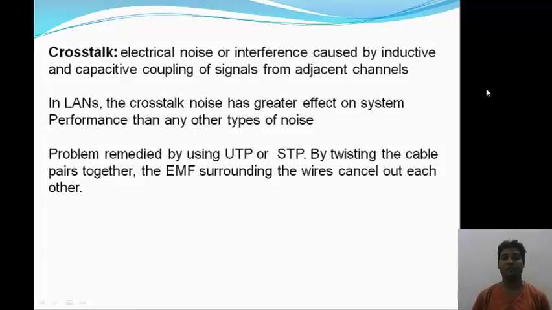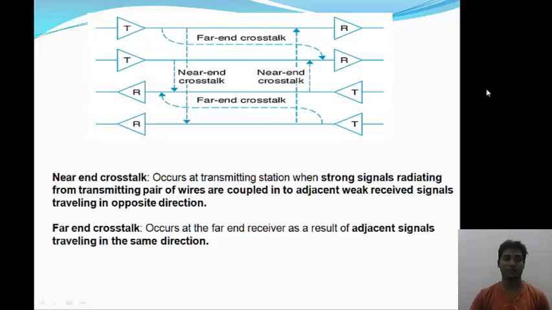The electromotive force, that is EMF, surrounding the wires cancels out each other. Otherwise an unwanted signal is generated, so we have to avoid this kind of error also. In this diagram we can see the transmitter to receiver channel, and crosstalk is of two types, that is near end crosstalk and far end crosstalk.